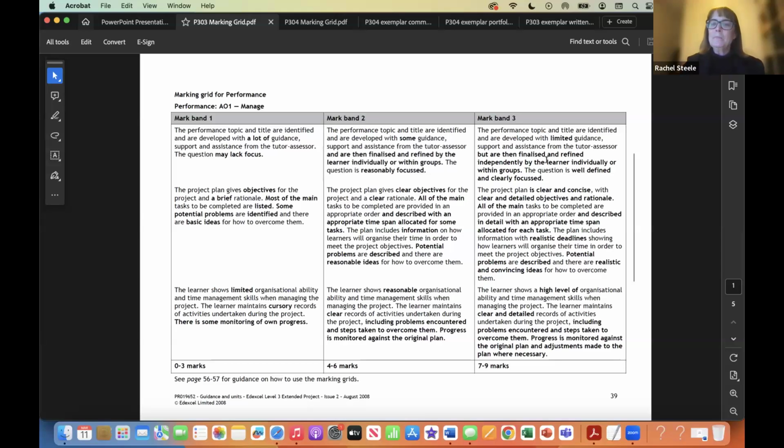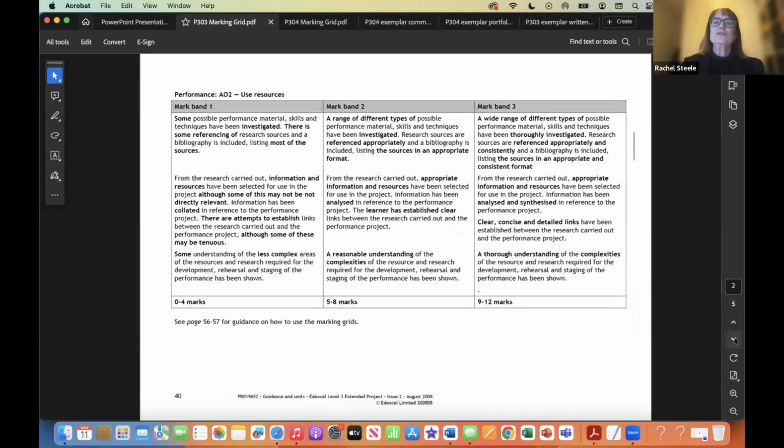Moving on down, much the same as you would expect for the other units, but in terms of the planning, you're very much planning for that performance. I think sometimes with creative subjects, learners can fall into the trap of planning for the write-up. It's very much plan for the project and the write-up will fall out of that. So if we move now to AO2, you'll see that the types of different research that you're expected to do focus very much on performance material, skills and techniques.